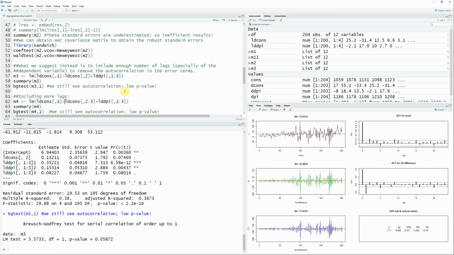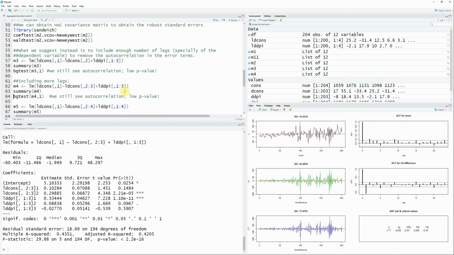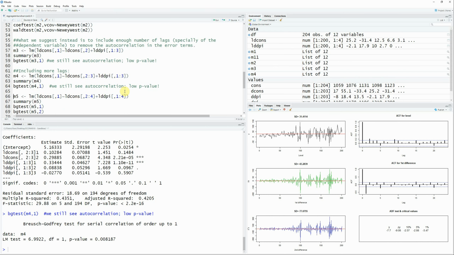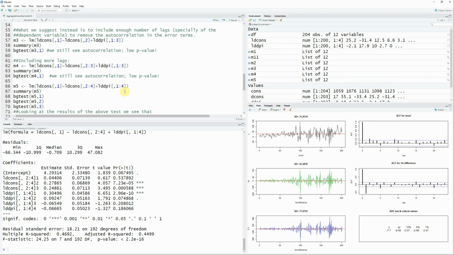So now I'm adding another lag from consumption. So not only column 2, column 3 is coming in, and then run the summary. Also, some significant variables there, and then the BG test for that. Again, I have a low p-value. So now let's add one more lag. And now here I have up to column 4. I'm also including DPI up to column 4. Here's a summary of it.